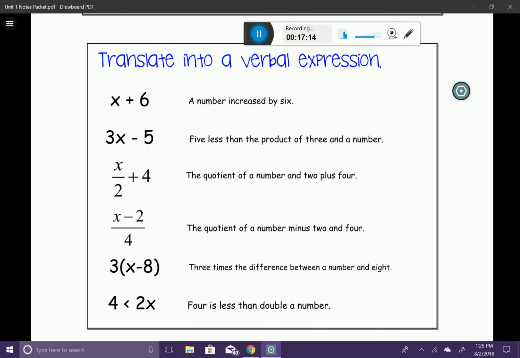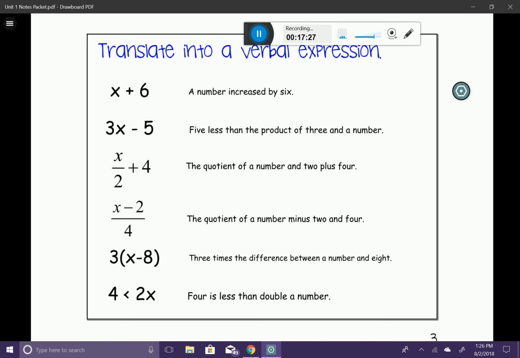Alrighty, here are some examples now going the other direction, and feel free to pause the video and cover up the right-hand side and take your algebraic expression and then put it into your own words. So it's kind of going backwards. So you're really using the exact same skills that we were just looking at, but you're just moving in the other direction. So feel free to pause the video and cover up either side that you want and see if you can translate these expressions.